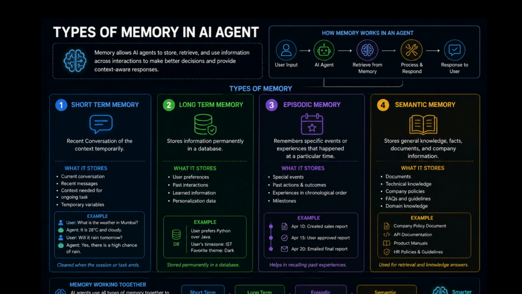So how this memory works together is, AI agents use all types of memory together to understand the context and then learn from the past. So first, it will go and fetch from short-term memory, then long-term memory, episodic memory and semantic memory. Finally it will provide a smarter answer. This is how AI agents are very smart. If you go and interact with any LLM, it has all these kinds of memory inside it, and that is why it always provides better answers.